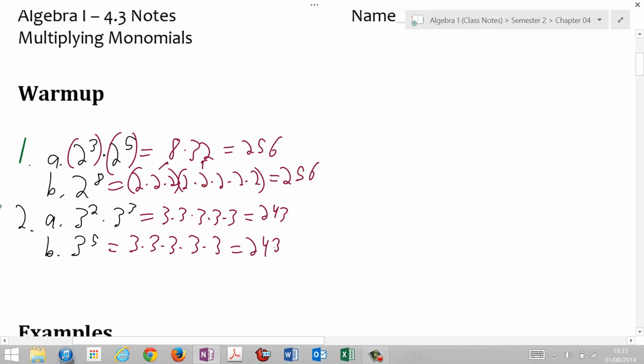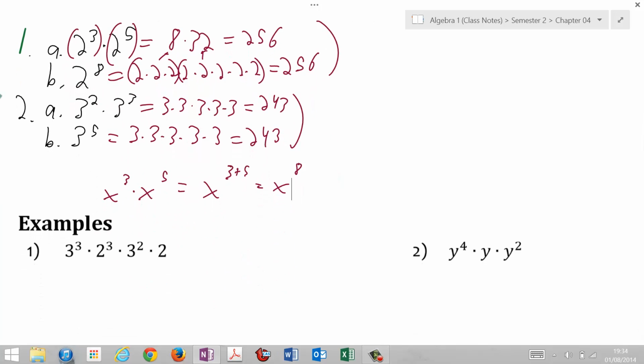But I care less that you know that these are the same numbers. What I mean is that the generality is if I have something like x to the 3rd times x to the 5th, that's the same thing as x to the 3 plus 5, or x to the 8th, which is what we're going to see down here.